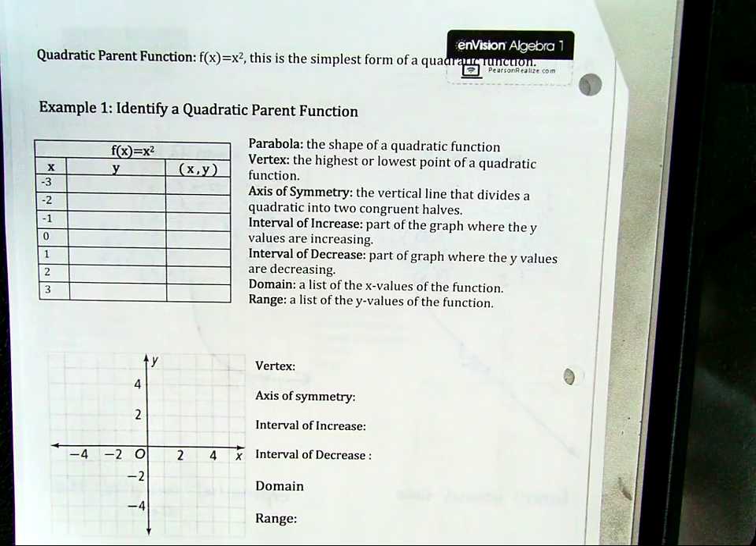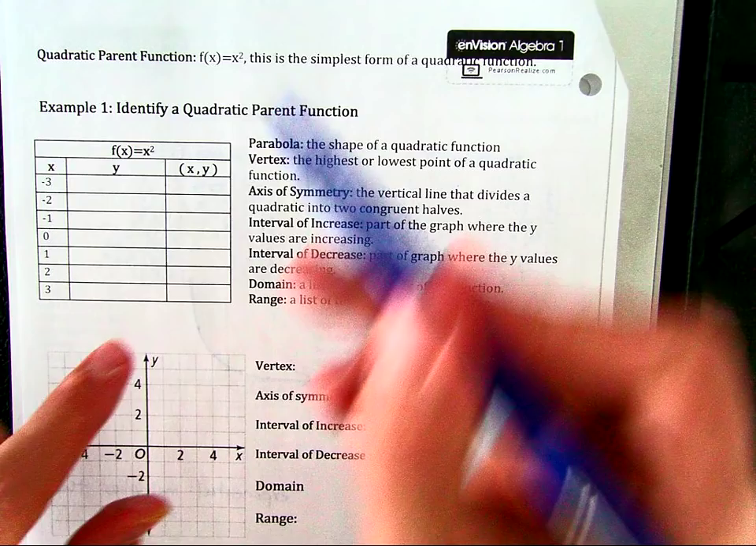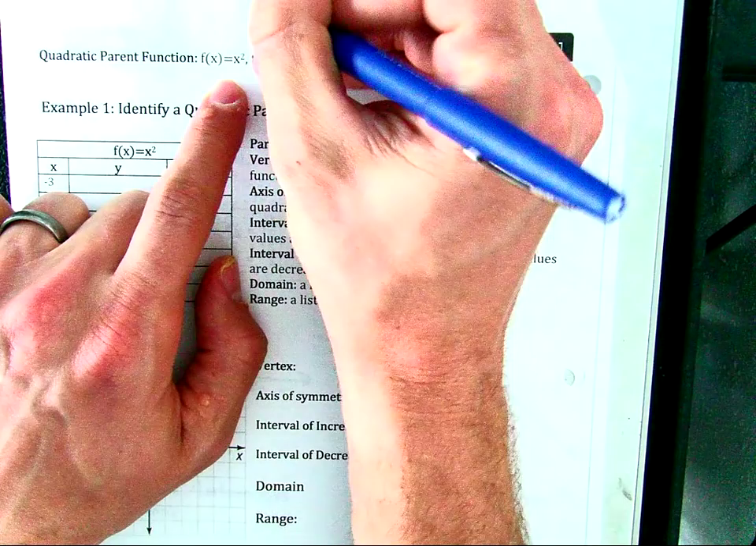Alright guys, so now that we've already reviewed linear and exponential functions, for today and the rest of the year what we're going to be focusing on is quadratics. We already talked about quadratics in our previous unit as being any polynomial where the highest degree is 2. And so here, when we have a function f of x equals x squared, this is the simplest form of a quadratic function.